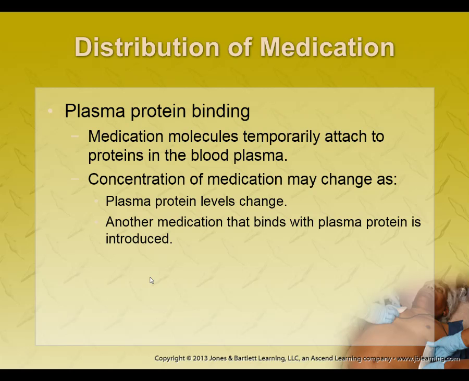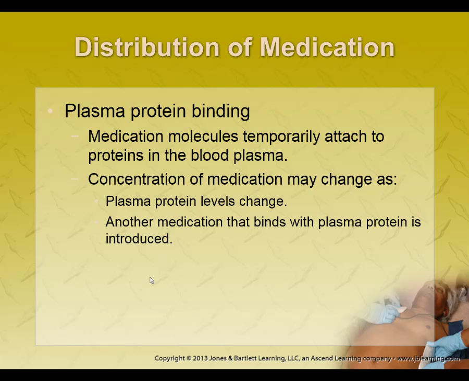Plasma protein binding. So we've talked a little bit about receptor binding. Now let's talk a little about plasma protein binding. Plasma is part of your blood products. You have red blood cells, white blood cells, platelets, and you have plasma. In plasma, there's a lot of particles. There's lots of proteins in there.